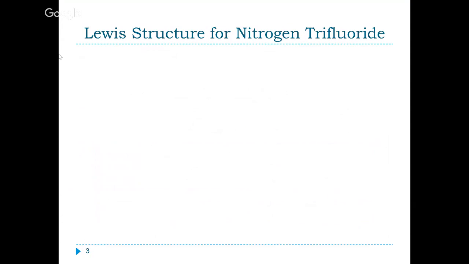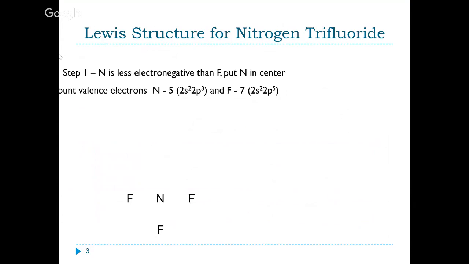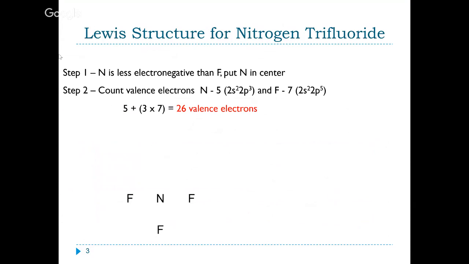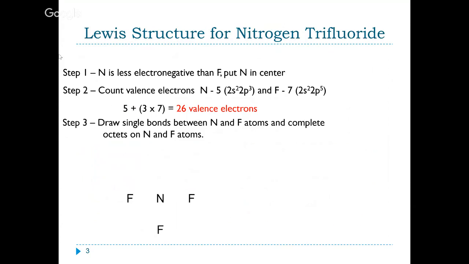So nitrogen trifluoride is NF3, right? N is less electronegative than fluorine, so we put it in the center. Nitrogen brings 5 electrons. Each fluorine atom brings 7, so our total is going to be 26 electrons. And we're going to form our single bonds between nitrogen and fluorine. Then we go in and complete our octets, right?